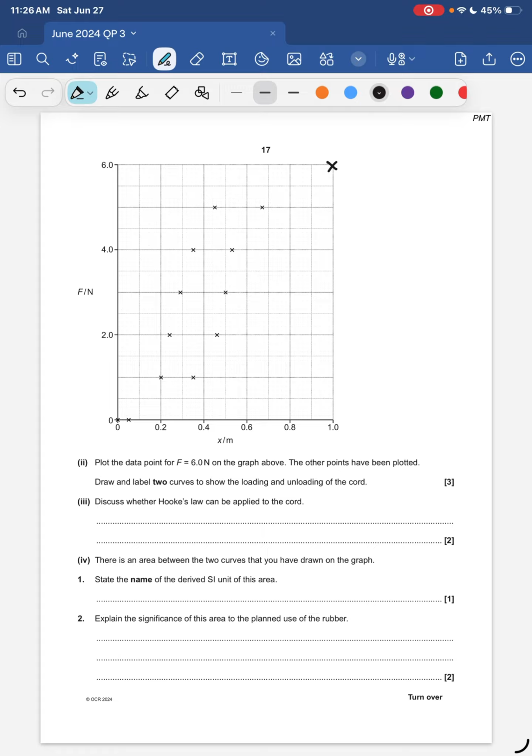Okay, it should be a little bit to the left, so maybe somewhere there. But okay, I mean, we can put it, it's fine. Okay, now let's draw the 2 curves. I'm gonna use a different color. So with red, we're gonna do the loading curve.